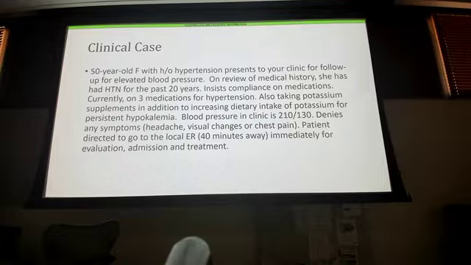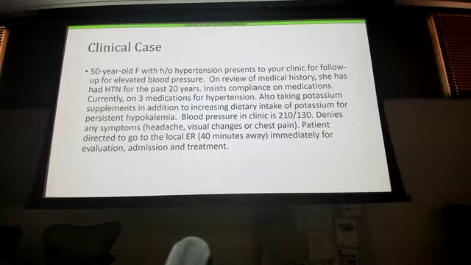But I wanted to start off with a clinical case. So you have a 50-year-old female who has a history of hypertension that presented to your clinic for follow-up for elevated blood pressures. On review of medical history, she's had hypertension for the past 20 years. She insists she's compliant with all of her medications. Currently, she's on 3 medications for hypertension. She's also taking a potassium supplement in addition to increasing dietary intake of potassium for persistent hypokalemia. Blood pressure in clinic today is 210 over 130. She denies any symptoms such as headaches, visual changes, or chest pain.